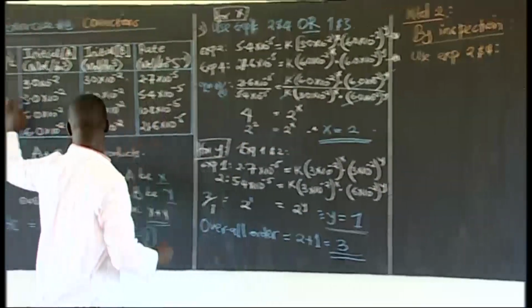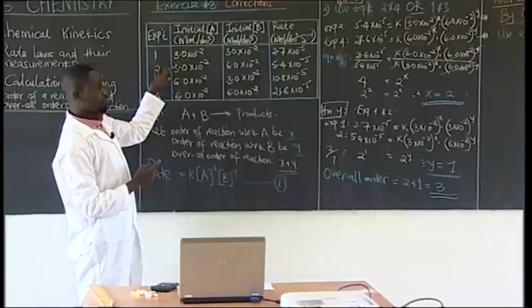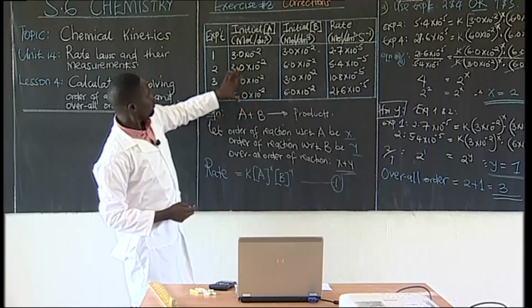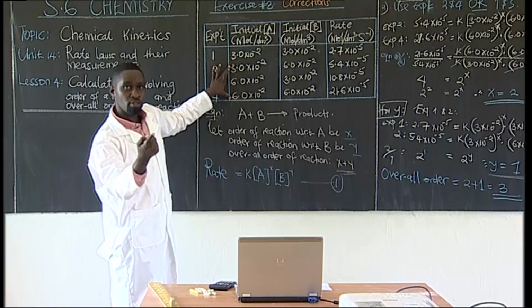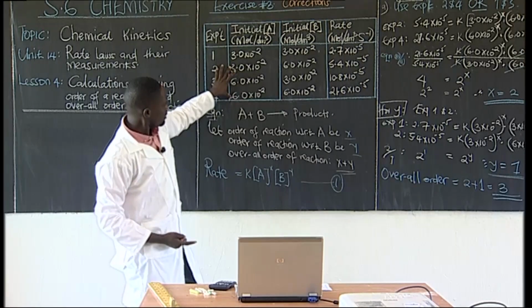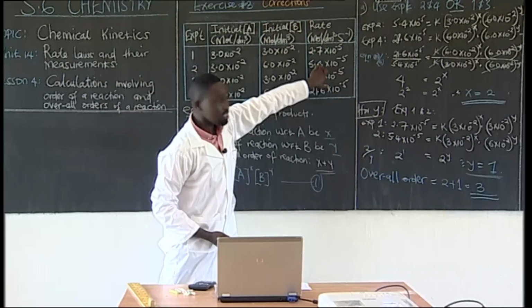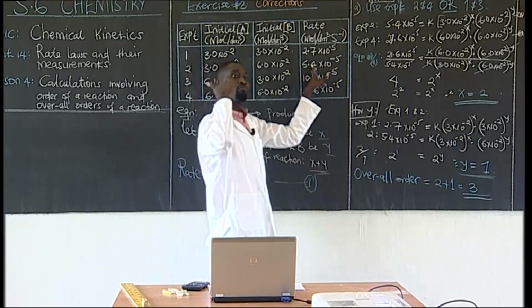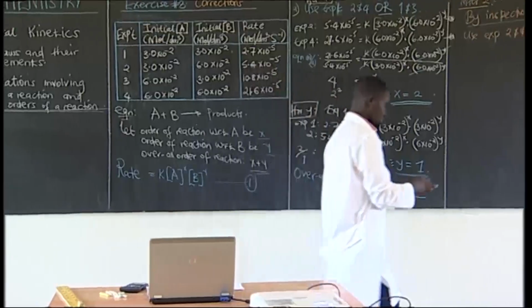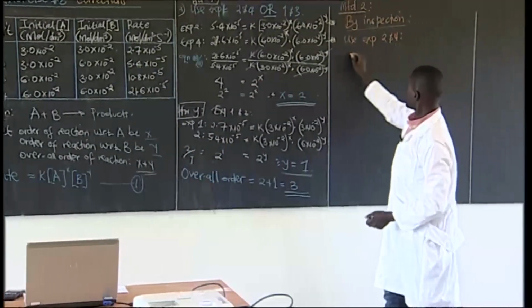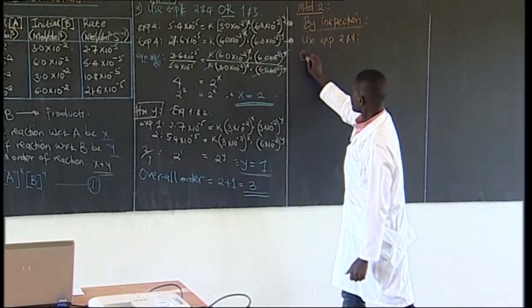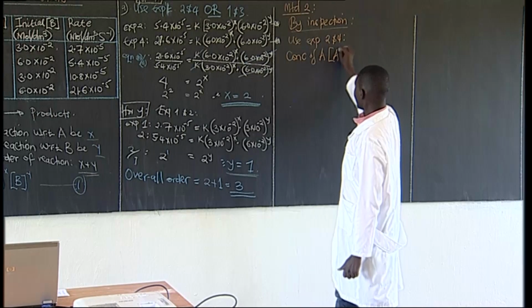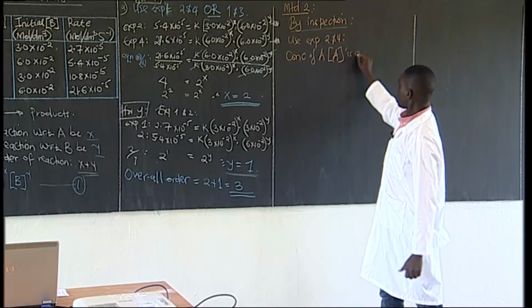If I use 2 and 4, concentration of A was doubled. When it was doubled, get this value and divide it here. You will see the rate also increased by a factor of 4. Now this is where the inspection comes in. Using this and 4, concentration of A, which I call A bracket, is doubled.